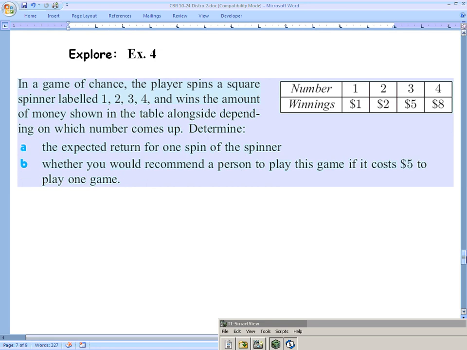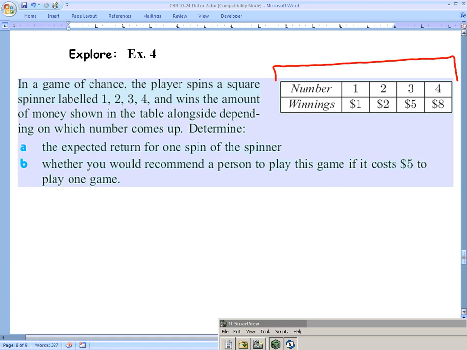All right, now this one's a little more interesting. This time we have a full probability distribution. How do I know it's a probability distribution? They've listed all of the different outcomes as well as, well, the payouts, and we can figure out the probabilities of those.